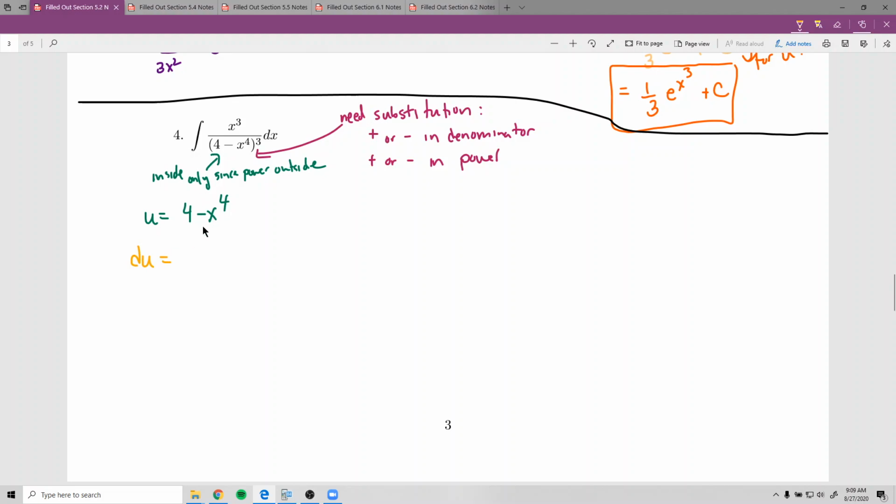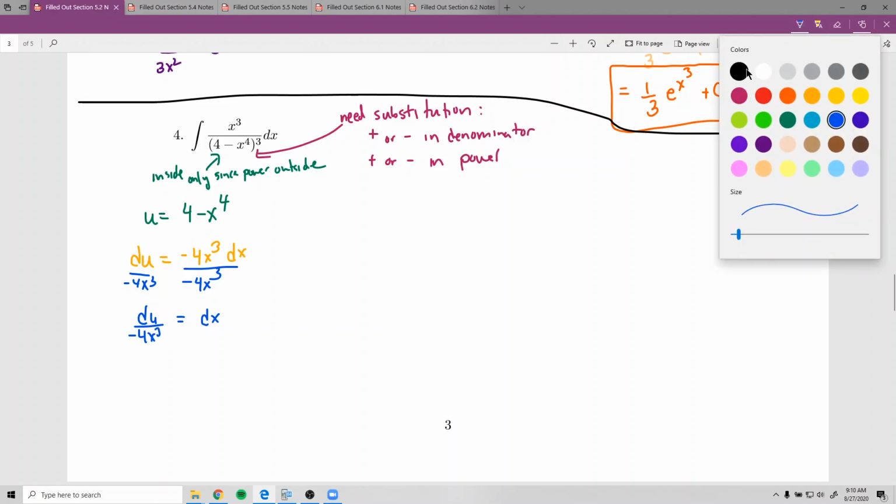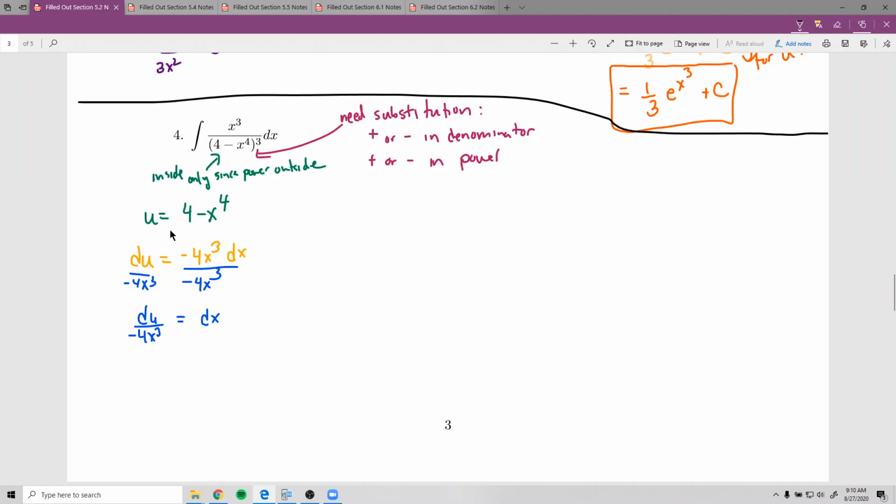Then du, we do the derivative of this, which is negative 4x cubed. Then we have our dx. And then we solve for dx. So we've got dx equals du over negative 4x cubed. We figured out what u and dx should be. Now we plug them in. But I'm just going to rewrite it first, like I have been, so it just looks like it's all in one line.